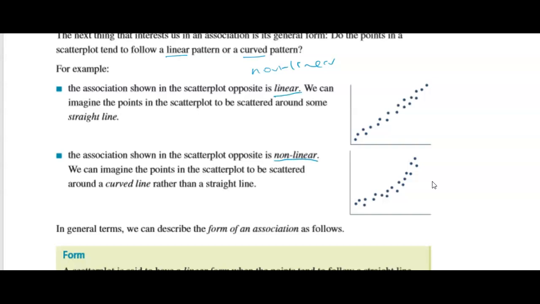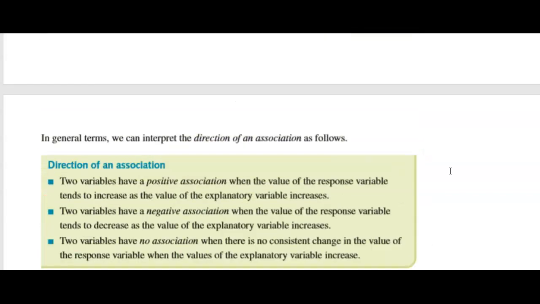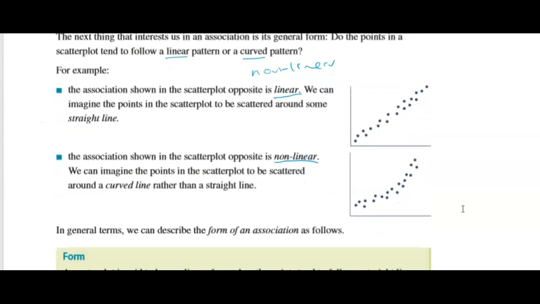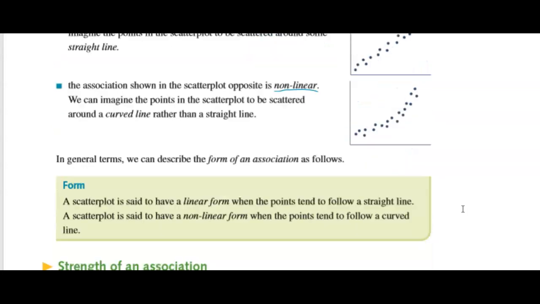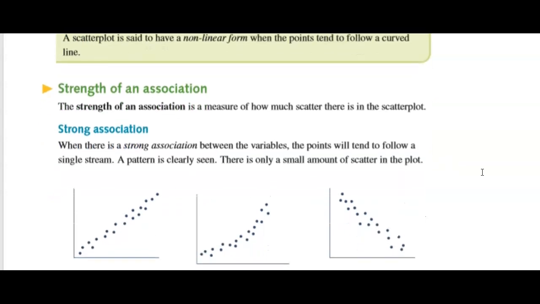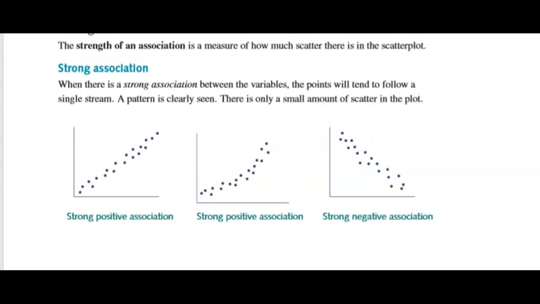When we're talking about form, we only refer to two things. Is it linear or non-linear? When we're looking at association, we're looking at positive, negative, or no association. So when you're describing your scatter plot, these are the words we use. And that box there just summarizes it. Now your strength. So we can have strong.